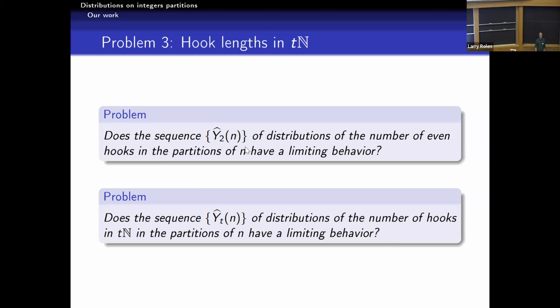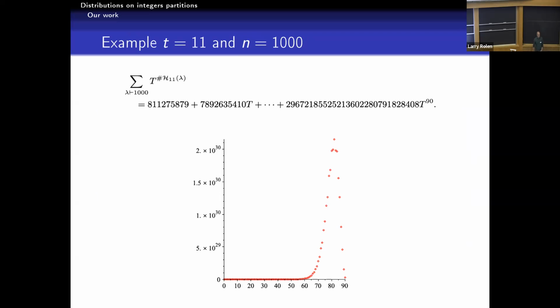This y hat here is going to be the distribution of the number of even hooks in the partitions of n. Y hat t is going to be the distribution of the number of hooks that are divisible by t. So this is what we want to look at in this problem. For example, we'll let t equal 11, take n all the way up to 1,000. Again, these numbers are astronomical, not on the same scale as previously. We're only going up to 10 to the 30th instead of 10 to the 70th, but we still get a smooth bump here. This one's not normal.